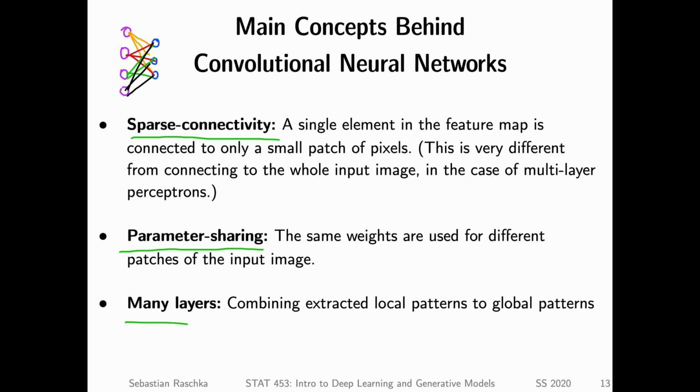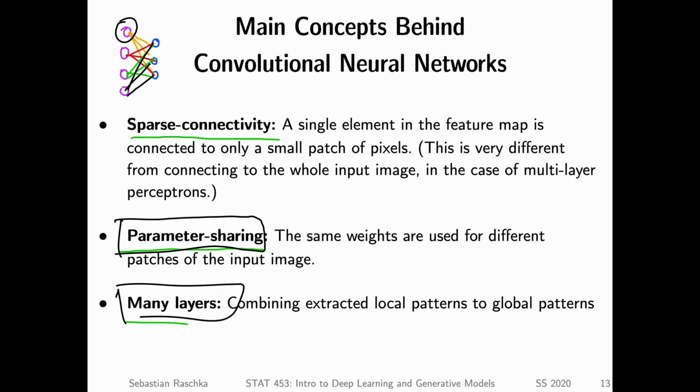Each unit is only connected to a small number of units in the next layer. There's also parameter sharing, which means that we only have a smaller number of parameters, and we apply these parameters to many different regions in the image. And then we also reuse that concept in the hidden layers. This is something we will see in a moment.